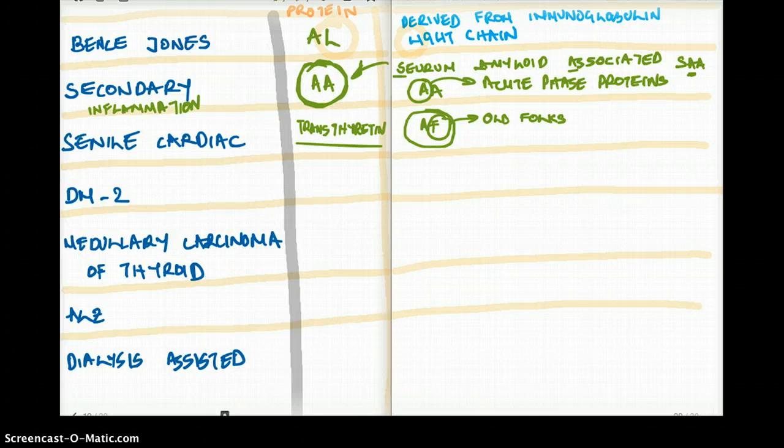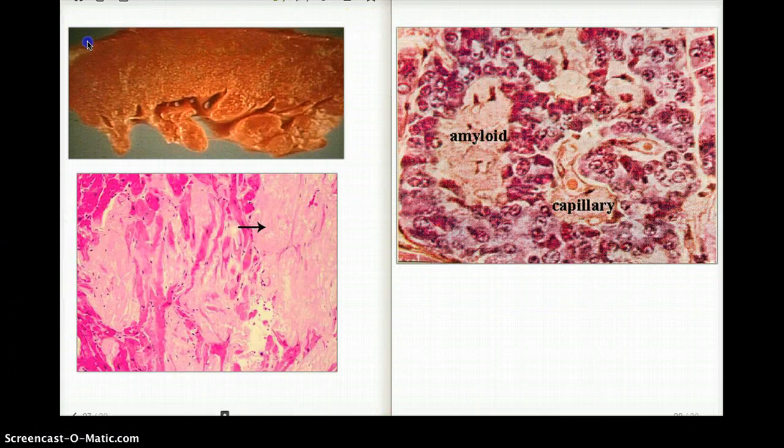So let's look at some pictures. Now this is a section of the heart, and you can see how amyloidosis has caused it to become a little bit wider. These white little dots here and everywhere are the deposition. This whiteness of the cardiac tissue is due to amyloidosis.